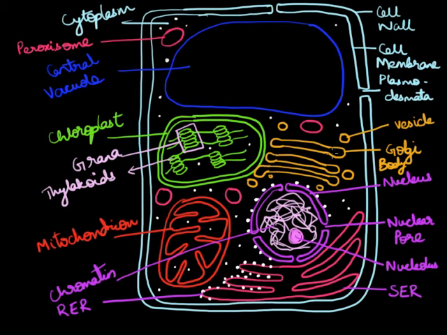Plasmodesmata. So these allow certain molecules to pass through them to the next cell. So that is one form in which plant cells communicate with each other. So I think that is all. So this is how you draw a plant cell. I hope you understand it and are able to draw it very easily.